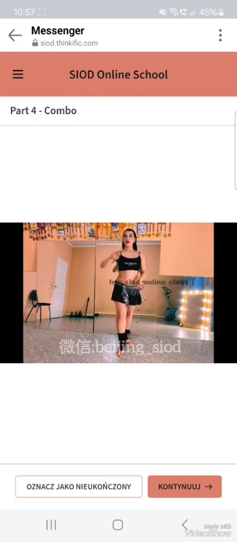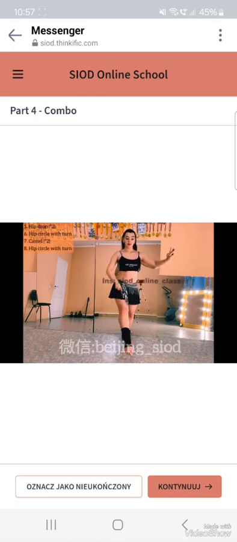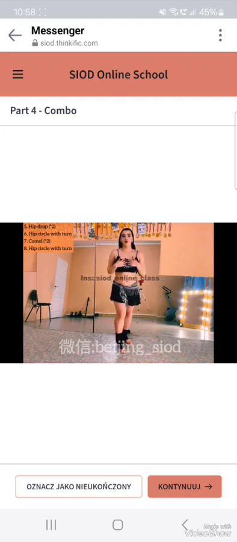Now to the right diagonal we will make 2 hip drops. Hip drop, hip drop. 2 times hip drops. 1 and 2. About arms, you can use any arms you like or any kinds you want.